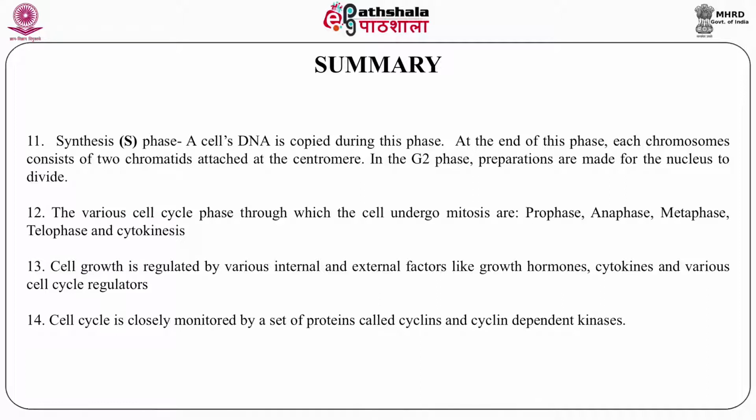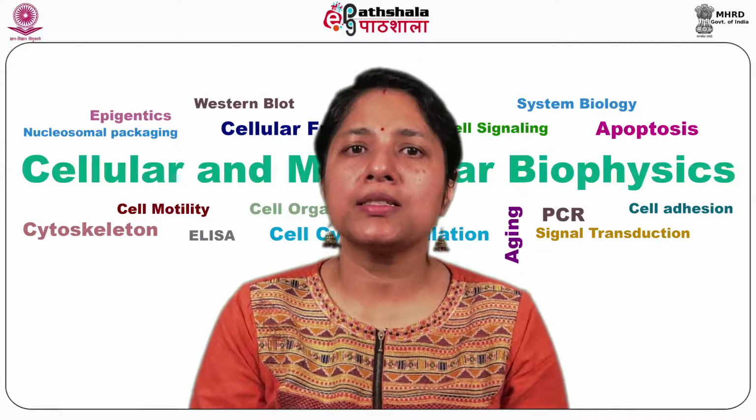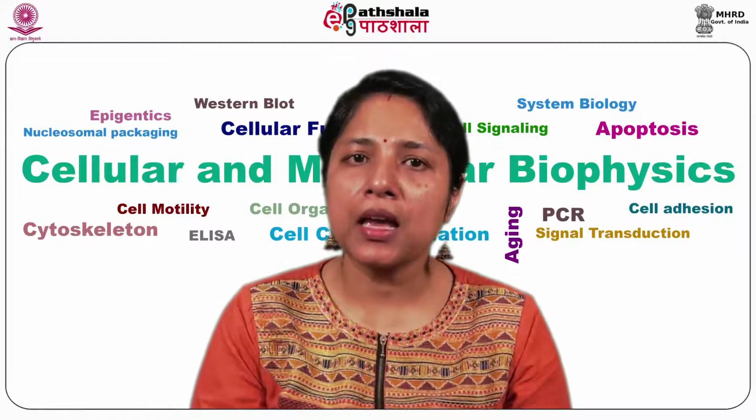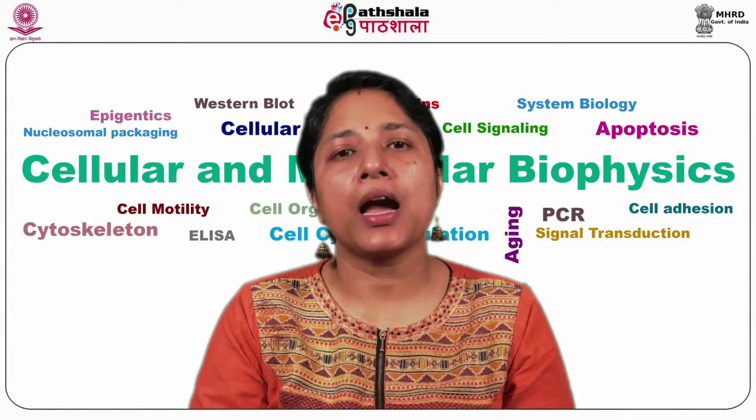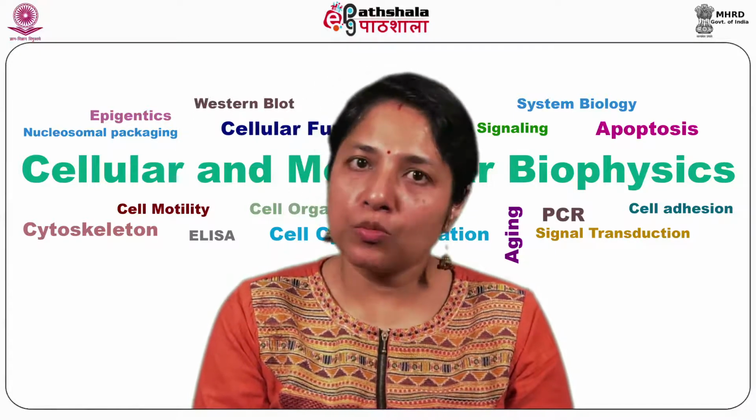Number 13, cell growth is regulated by various factors, as we discussed, internal and external factors. The cell cycle is closely monitored by a set of proteins called cyclins and cyclin dependent kinases. And this is the end of module 3, and thank you so much for your attention.